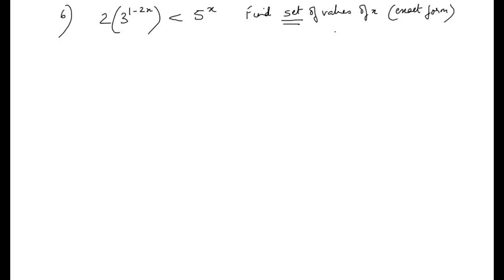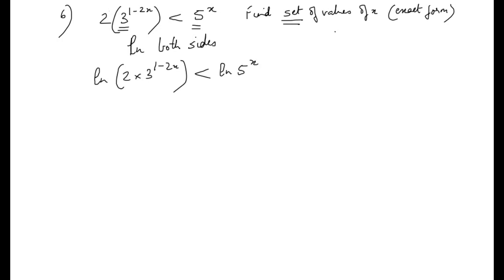So here we notice that the bases are different for the exponents. So the simplest way to tackle this is just log both sides. So I'm going to use ln here. Actually, it doesn't matter what you use. You can use ln both sides or you can use log. I usually, as a rule, use ln, though you could use both in some cases. So ln of the whole thing, 2 into 3 to the power of 1 minus 2x is less than ln of 5 to the power of x.